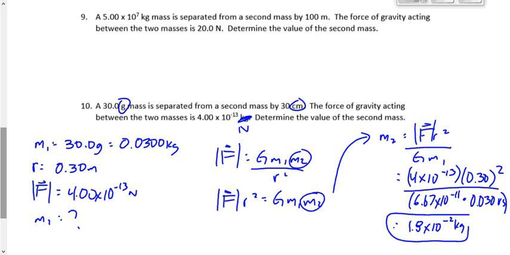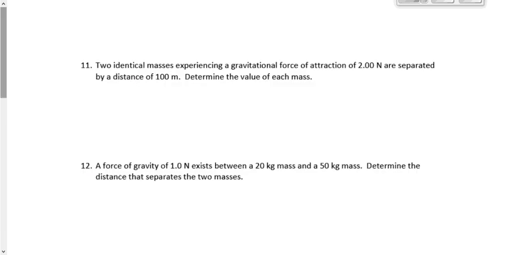Next question that we wanted to do here is number 11. Oh, this is a good one. I don't know how many of you would have gotten this one. There wasn't one that was quite like this on your example, so you had to really think about this one. It says 2 identical masses experience gravitational force attraction of 2 newtons and are separated by a distance of 100 meters. What's the value of each mass? Well, first of all, you want to find 2 different masses, but they're the same value. So if you can find one, you've got the other, right?